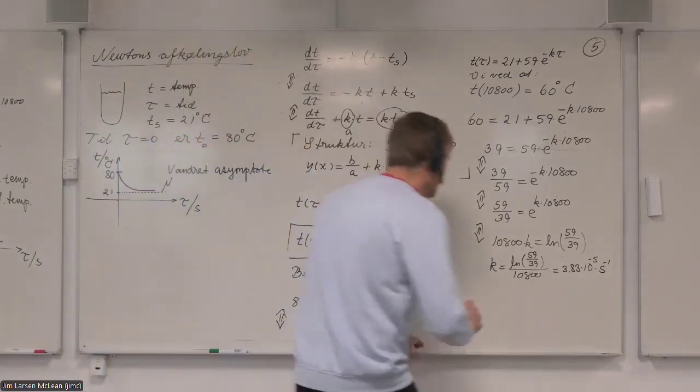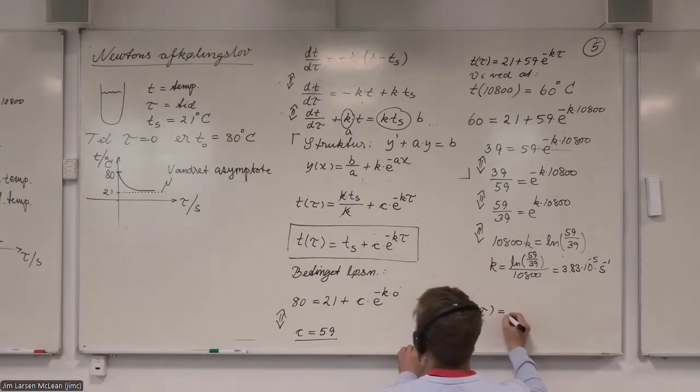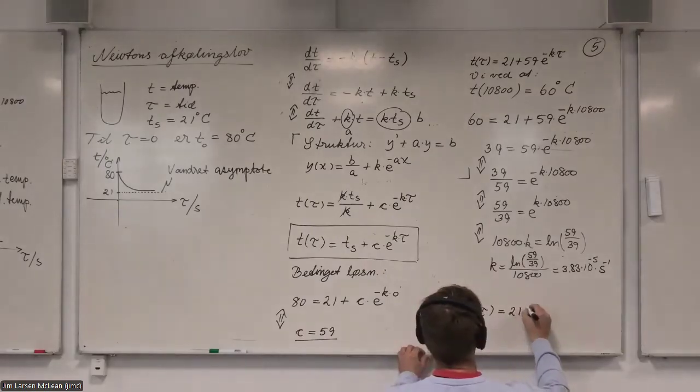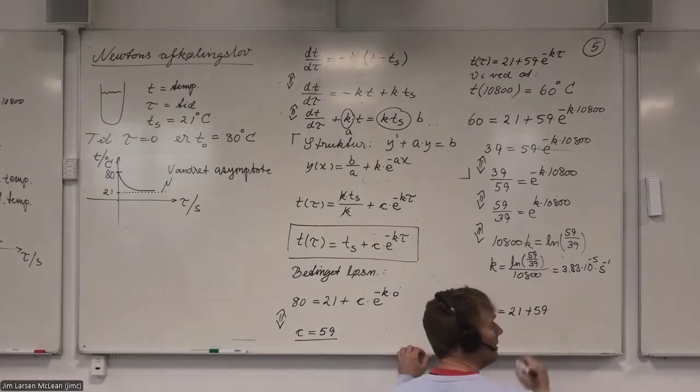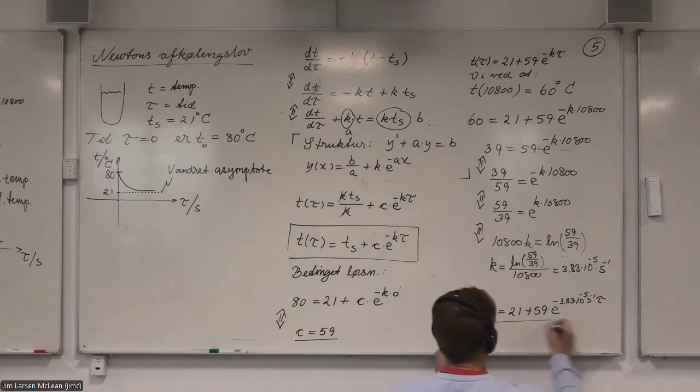But now, the final solution looks like this. The temperature of the coffee as a function of time in our task is equal to 21 degrees Celsius plus 59 degrees Celsius times a scaling factor, which decreases over time, called e to the negative 3.83 times 10 to the power of negative 5, the reciprocal of seconds, times time, and there is the solution.